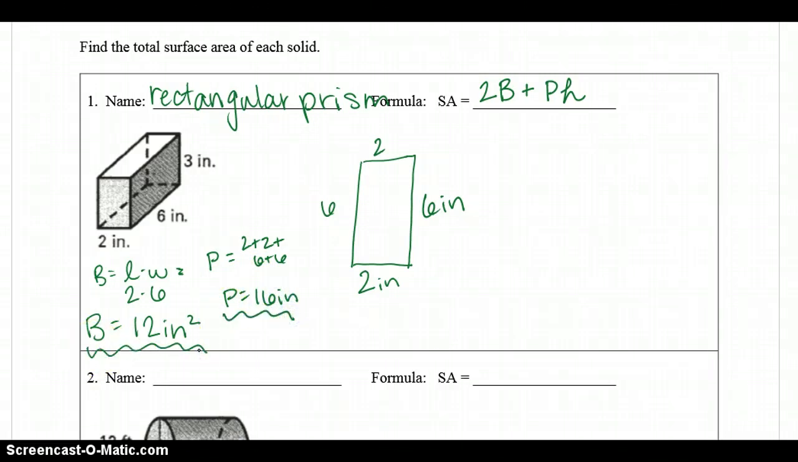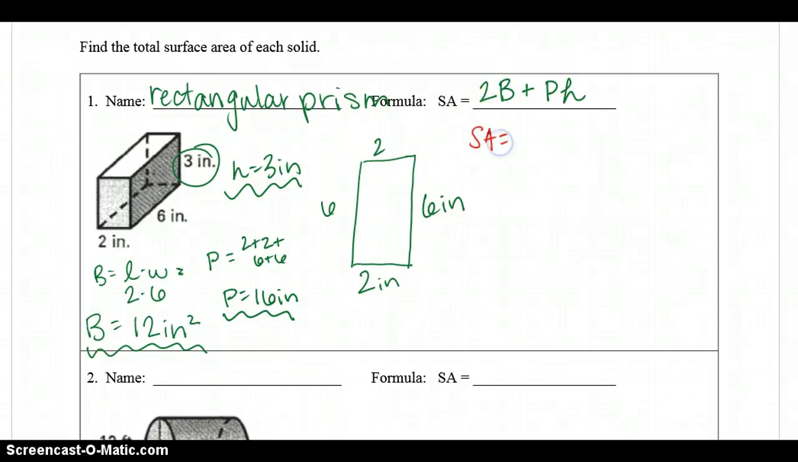Okay, so we have 2 pieces. The last piece we need for our formula is our height, which is given to us here to be 3 inches. So first we have found all of the pieces that we need to plug into our formula. Next we're just going to plug them in.